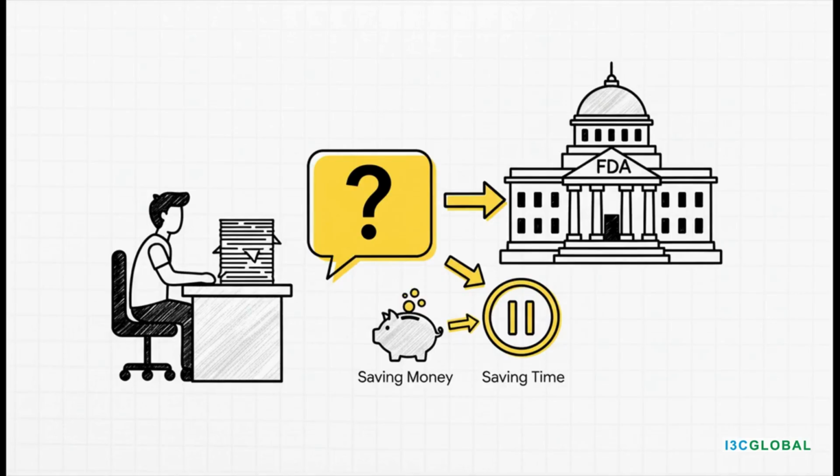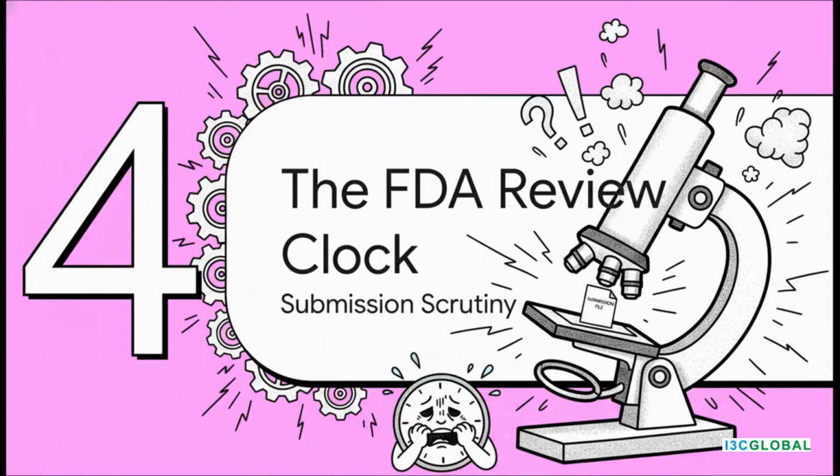And why is this so important? Because it happens before that big 90-day clock starts ticking. Seriously, doing this can save you a world of headaches, time, and money later on. It's a total game changer. Okay, deep breath. You've built your case, maybe you've done a Q-sub. Now it's time. You hit send on that submission, and phase 3 begins.